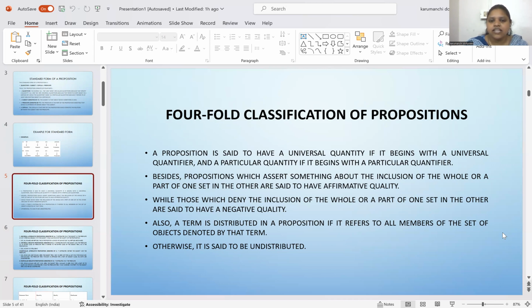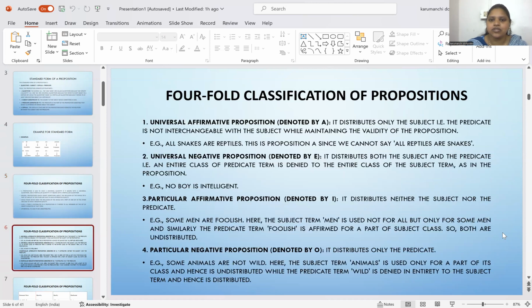Also, a term is distributed in a proposition if it refers to all members of the set of objects denoted by the term. Otherwise, it is said to be undistributed. The fourfold classification of propositions, as we all know: universal affirmative, universal negative, particular affirmative, and particular negative.